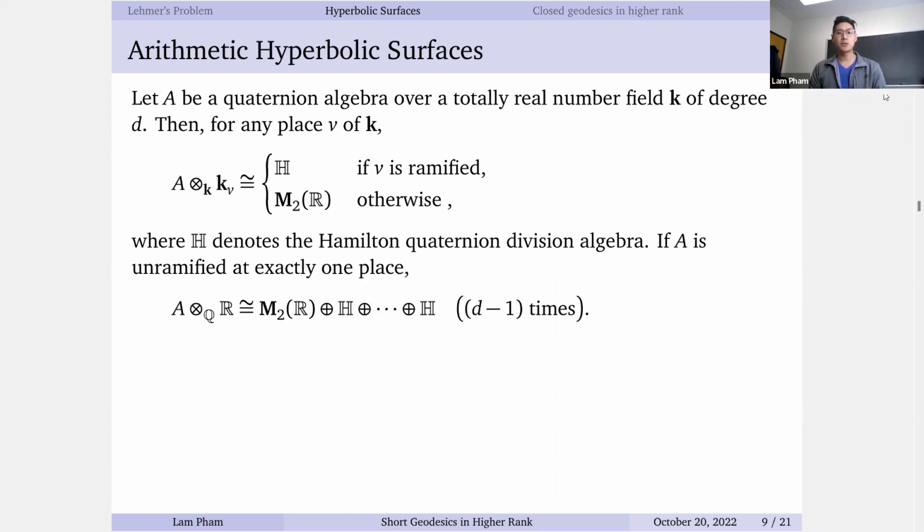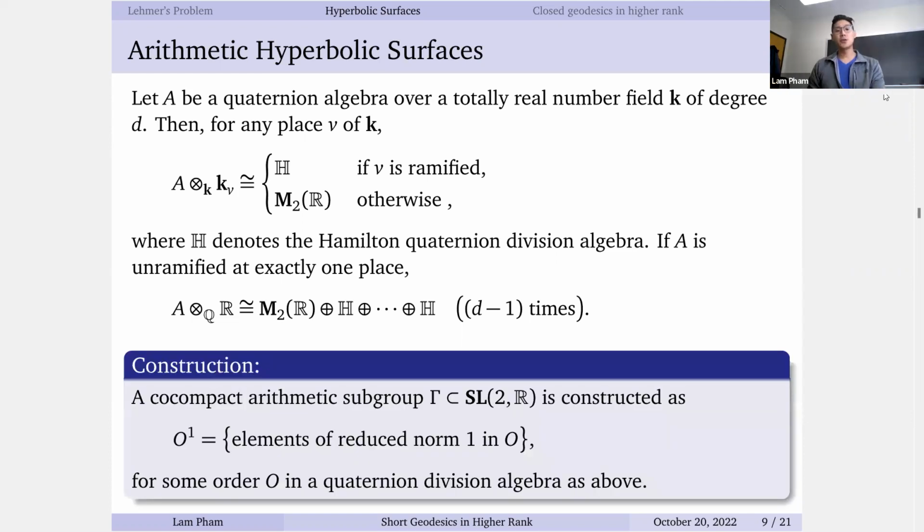The particular case for our construction is that if your quaternion algebra over your number field ramifies exactly at one place, then when you tensor A with R over Q, what you will get is one copy of the 2x2 matrices over R, and then D minus 1 copies of the Hamilton quaternions. The meaning of this is that from here, you can construct an arithmetic subgroup inside SL2R which is co-compact. So how do we do this?